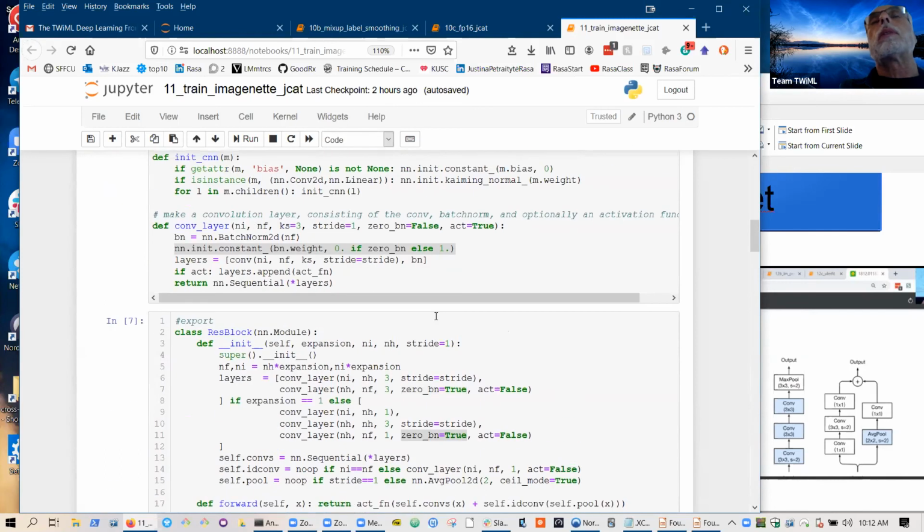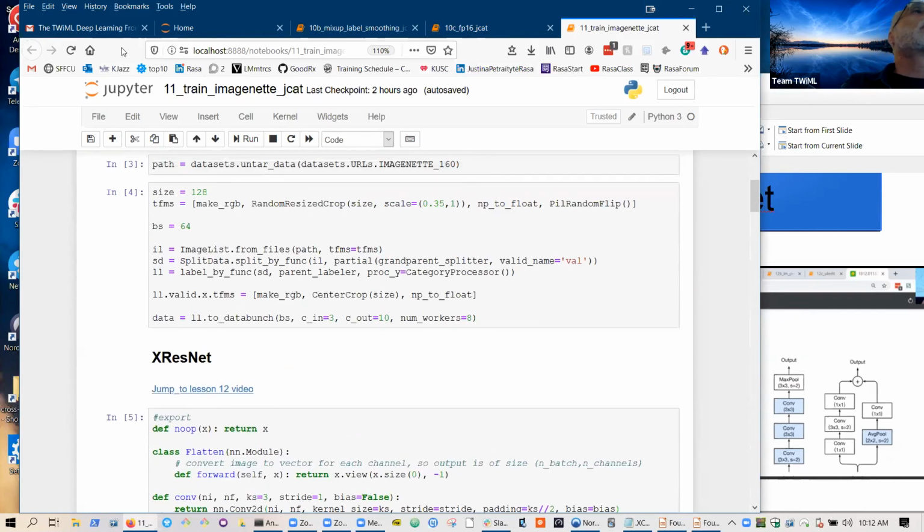Okay, so next time we'll come back and just finalize our understanding of the ResNet, and then we'll also move on to the next topic, which is, I think, transfer learning.